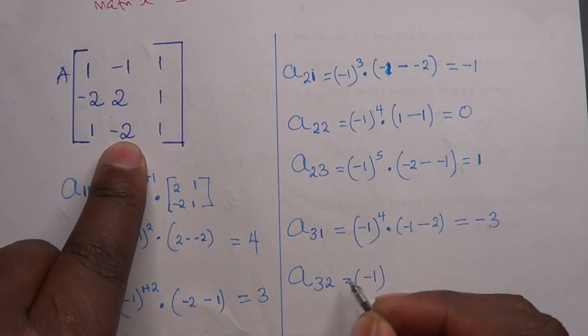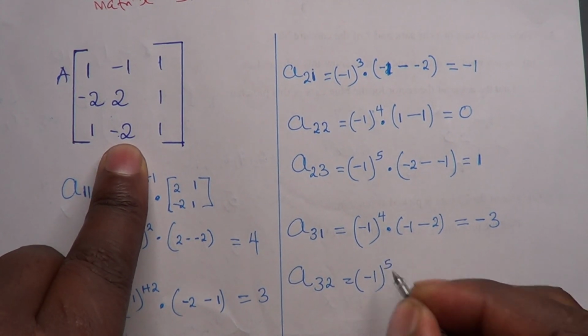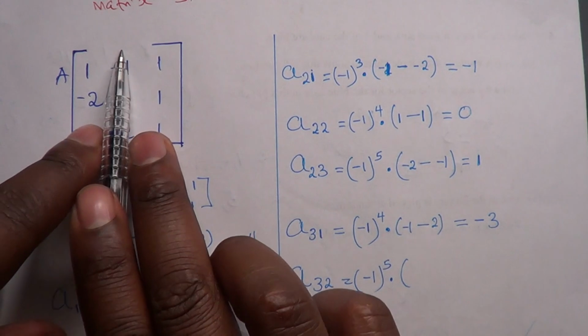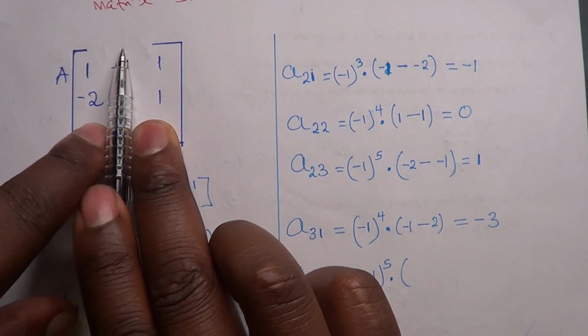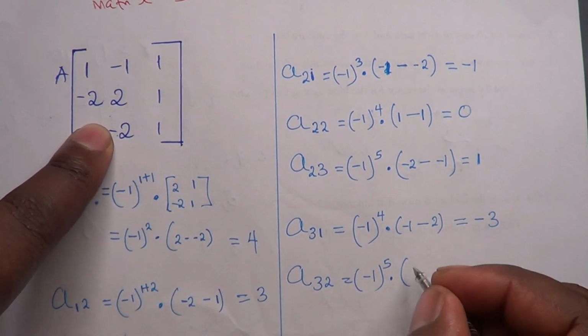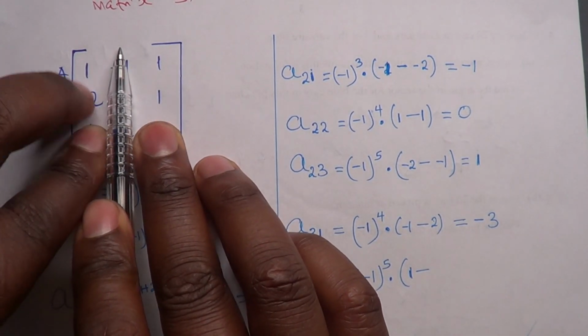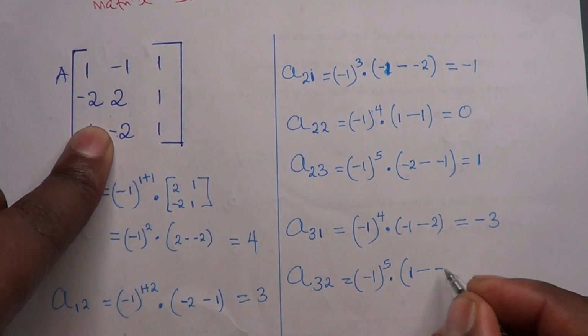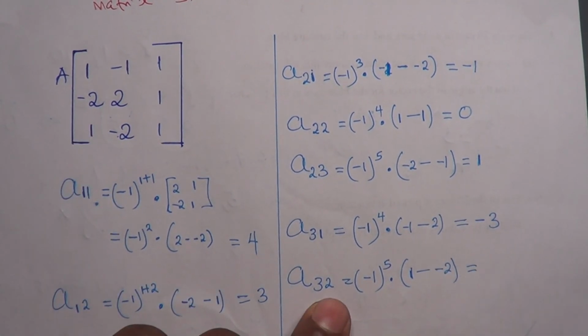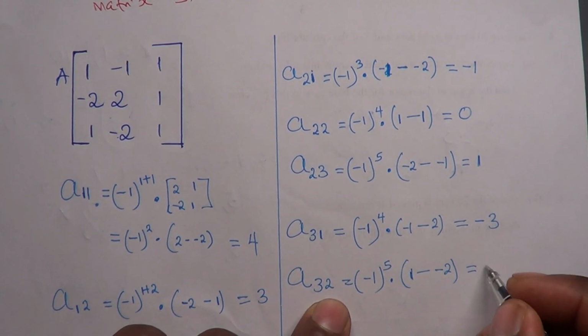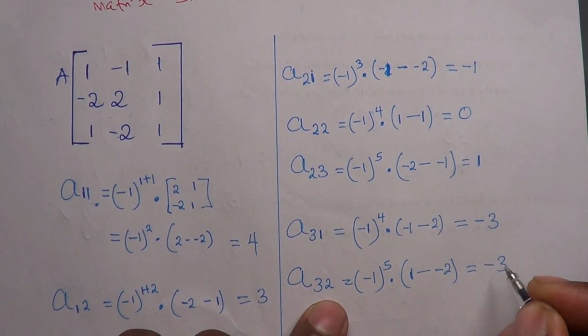Then let us look at the third row, second column. Negative 1 to the power 2 plus 3, 5, times. Here now, close this row and column. Now I remain with 1 times 1, that's 1, minus negative 1 times 1, that's minus negative 2... so negative and negative is the same as plus. Now it is 1 plus 2, 3. 3 times negative 1 is negative 3.